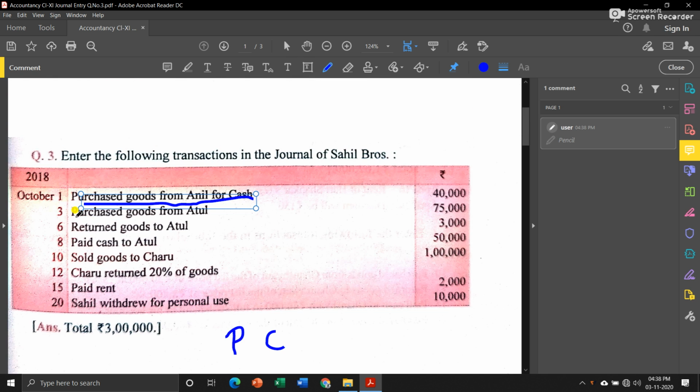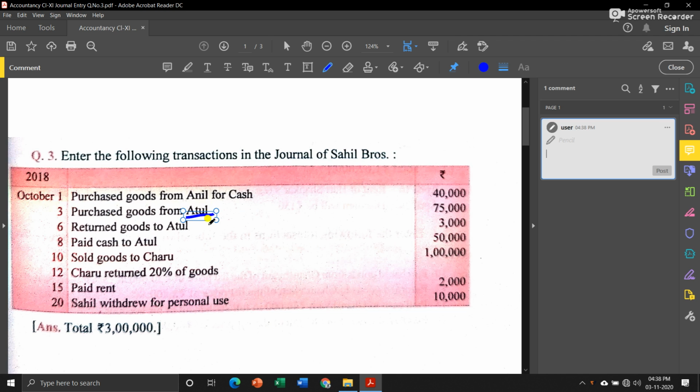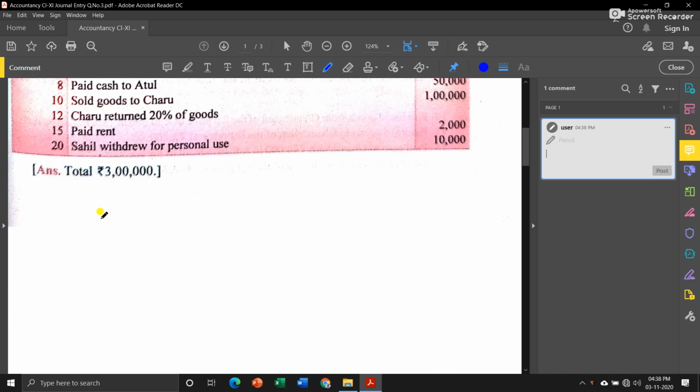Then the next transaction is purchase goods from Atul. Now in this transaction they haven't mentioned for cash, that means it is a credit transaction. In that case we will take purchases account and Atul's account. Since Atul is the giver, his account will be credited, and purchases account as per the rule of nominal account will be debited.